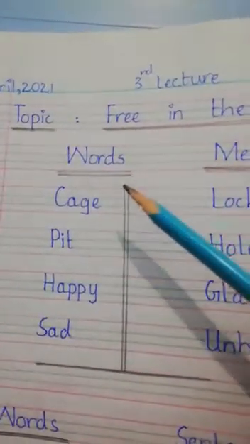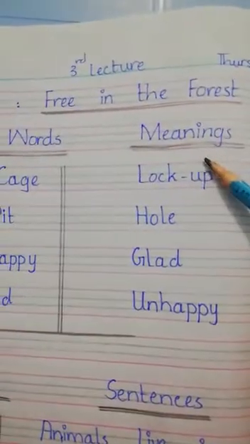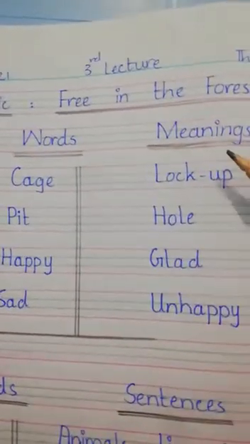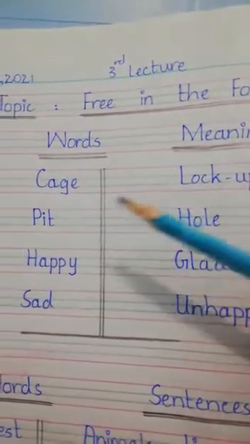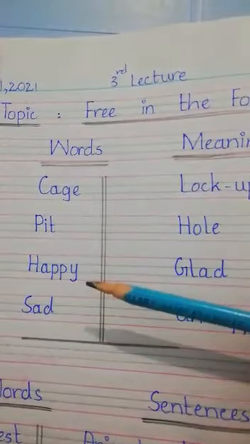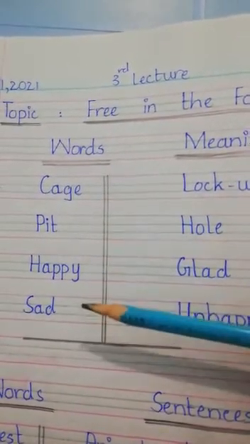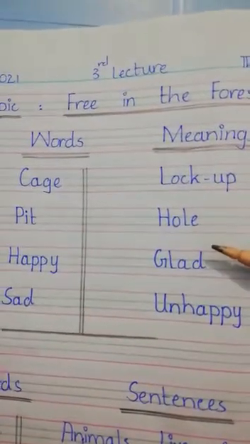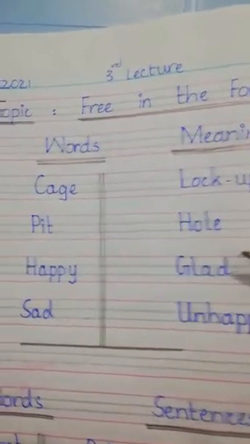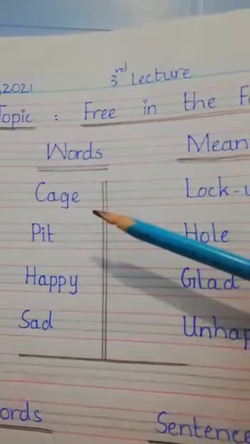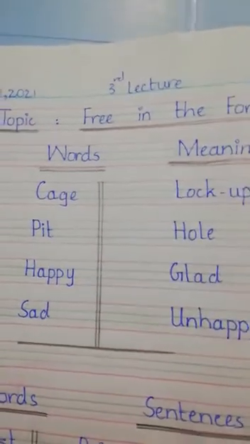You will write here words, meanings. Words, meanings, okay? We have 4 words over here. How many words? 4 words. Here are 4 words. We will write meanings, okay? Over here. Now, your number 1 word is cage.